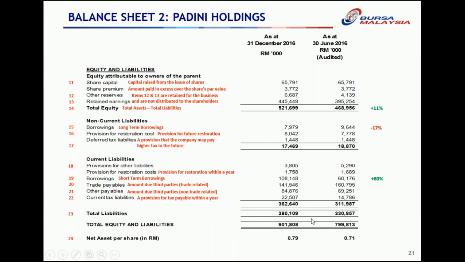Then you look at total liabilities, 380 million, and net asset per share is 0.79 versus 0.71, which is good in the sense that the company has increased the net asset per share. The company is actually enlarging its equity. So you can see that its equity actually increased by 11% here.